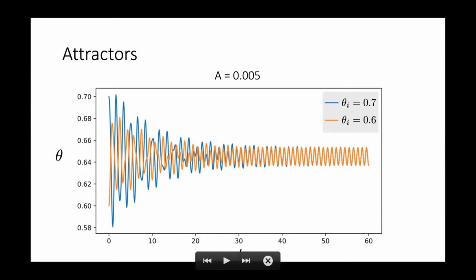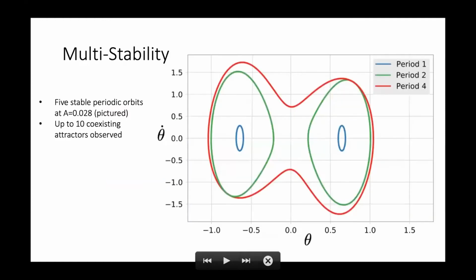Linear oscillators have a unique attractor, but as you can imagine, with nonlinear systems, things get a little bit more interesting. And so we observe up to 10 coexisting attractors for a given driving amplitude. Pictured here is a phase space plot of 5 different attractors. And so the idea is no matter what your initial condition or where you start in phase space, eventually you'll end up on one of these attractors, and the specific attractor or trajectory that you end up on is dependent on the initial conditions.